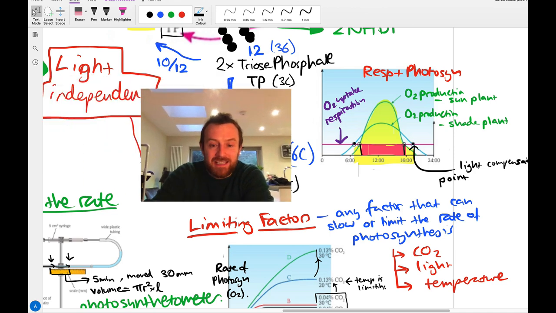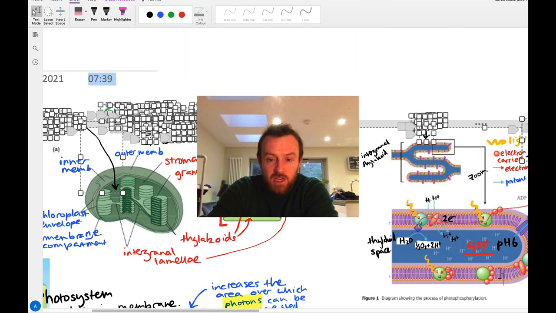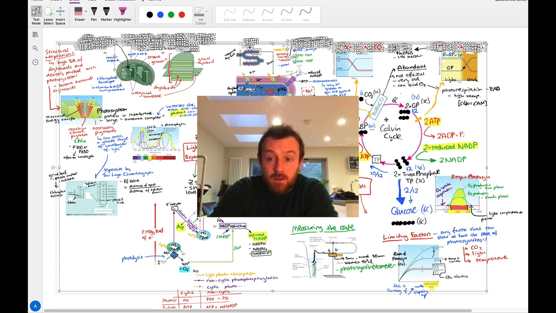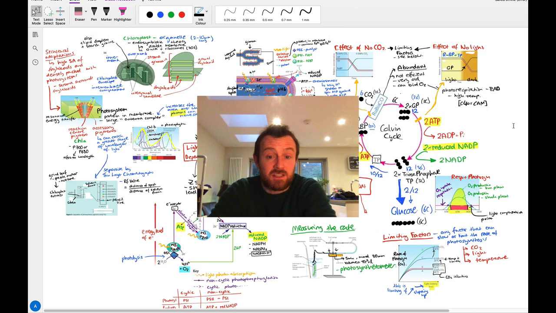Okay, I think that is everything. Let's just zoom out and check I haven't missed anything. Yeah, that is it. That is everything to do with photosynthesis, module 5.6 from the OCR A-level biology syllabus.